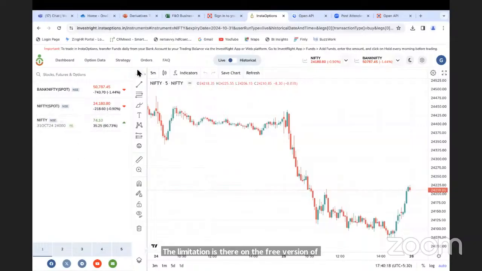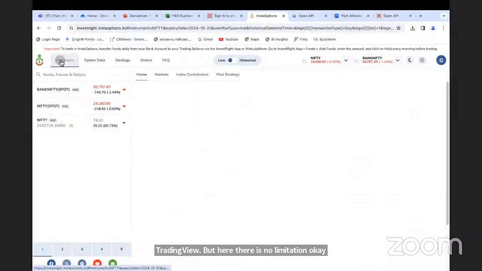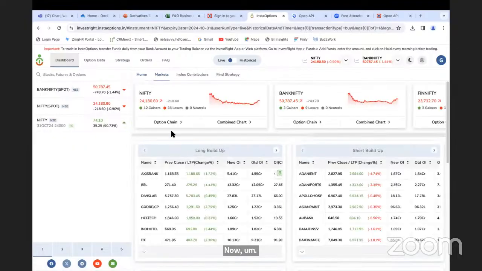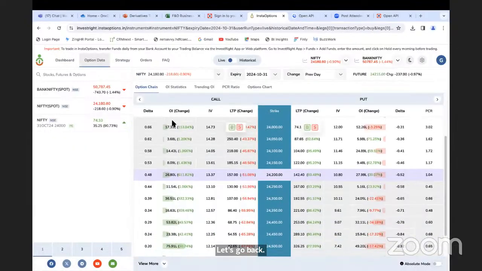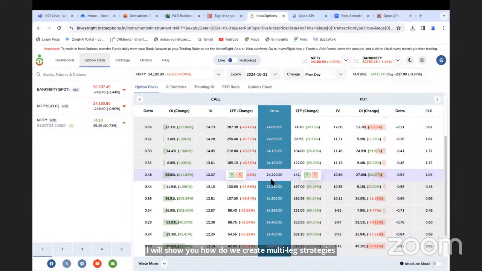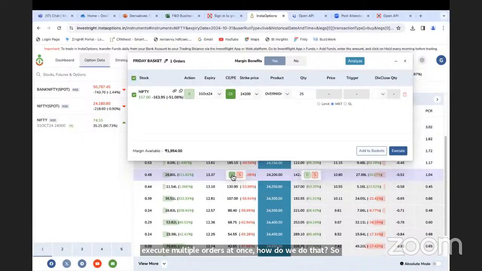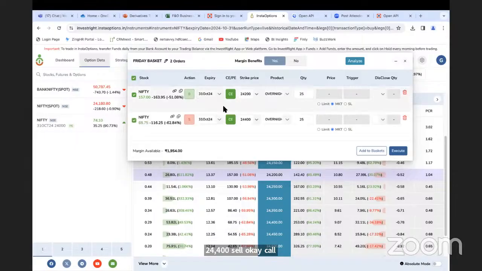Now, let's go back. Let's go into the option chain. I will show you how we create multi-leg strategies. Let's say we want to create an option strategy and execute multiple orders at once, how do we do that? For example, let's say that I'm buying this position. I click on the buy button. B and S, you see this, right? And let's say I want to have another position as 24,400 call sell. So that's how I've added.